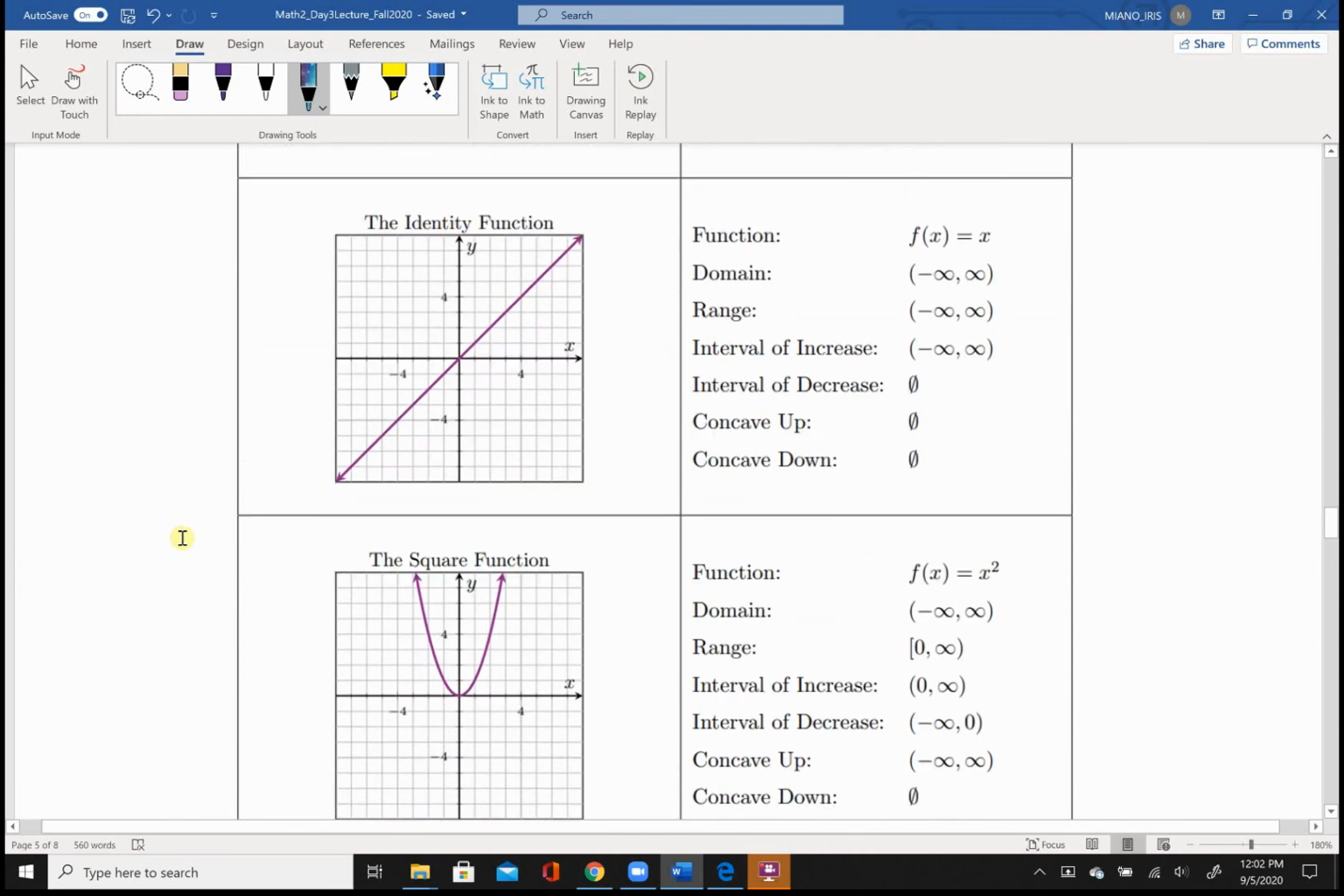Here's the identity function, which is likened to y equals x. It goes through the origin. It's increasing the entire time, never decreasing. The domain and range is all real numbers. Yeah, and there's no concavity of any kind.